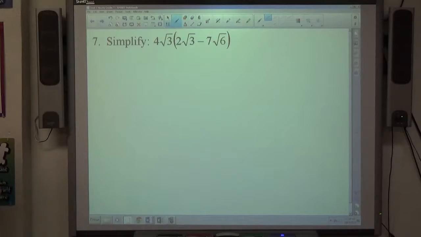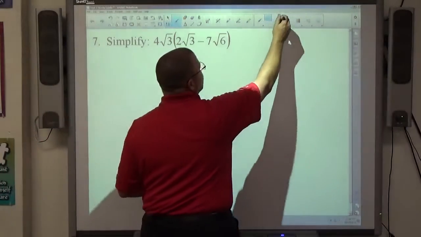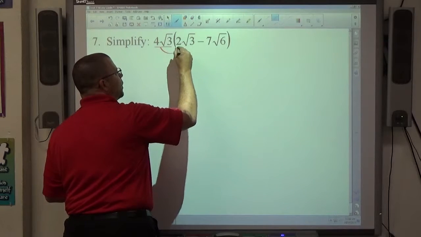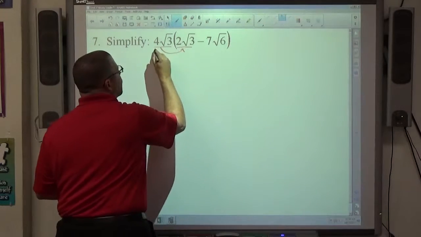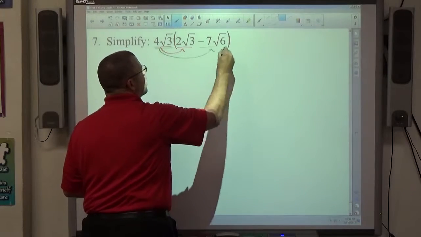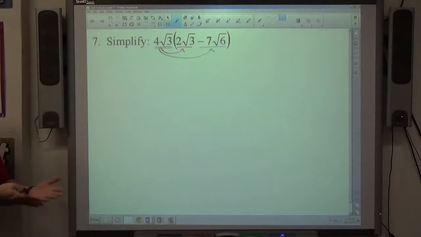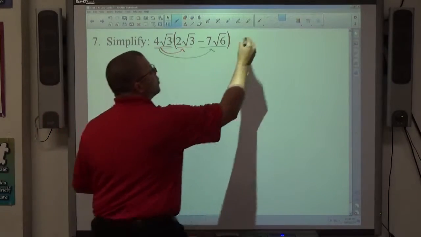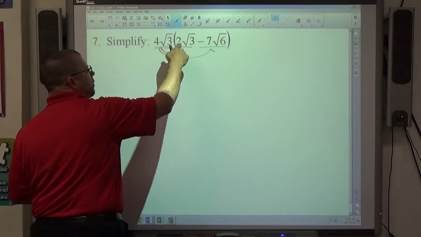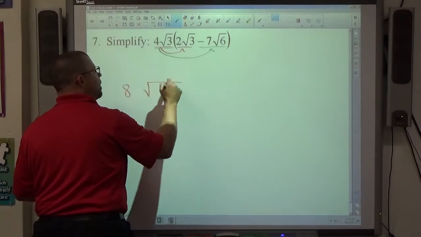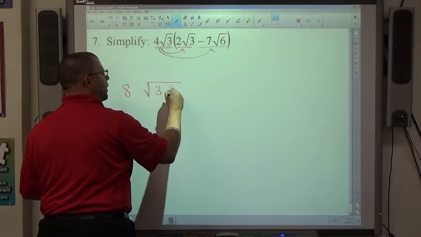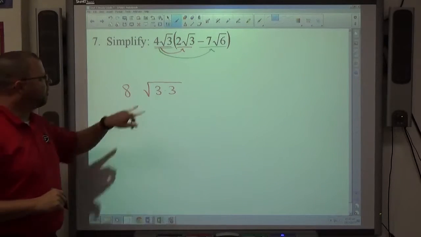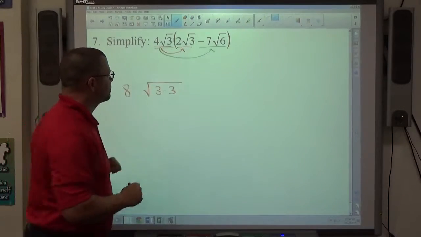Number 7, this also involves simplifying radicals. This one, though, requires us to do a distributive property. So 4 times the square root of 3 is going to multiply by 2 square root of 3, and then 4 square root of 3 is going to multiply by negative 7 square root of 6. Each of those multiplications is like the last problem, though. We got whole number times radical, whole number times radical. So when I do the red multiplication here, 4 times 2 makes 8, and 3 times 3 is just going to stay 3 times 3. Okay, they're both prime numbers, can't make them any simpler than that, so I'm going to leave it in factor form, this 3 times that 3.